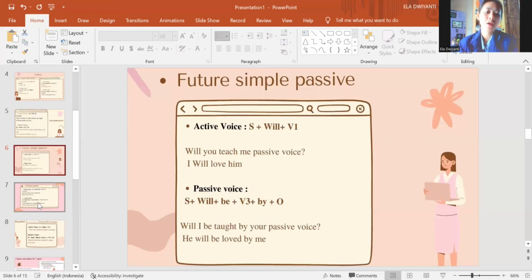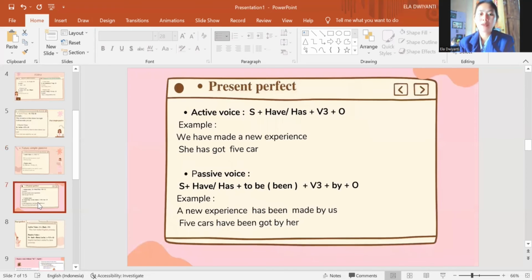Okay. The next is present perfect. The pattern of the present perfect in the active voice is subject, have or has, plus verb 3, plus object. For example, "We have made a new experience." Okay. "She has got 5 cars." I'm sorry. In the passive voice, the pattern is subject, have or has, plus to be, been.